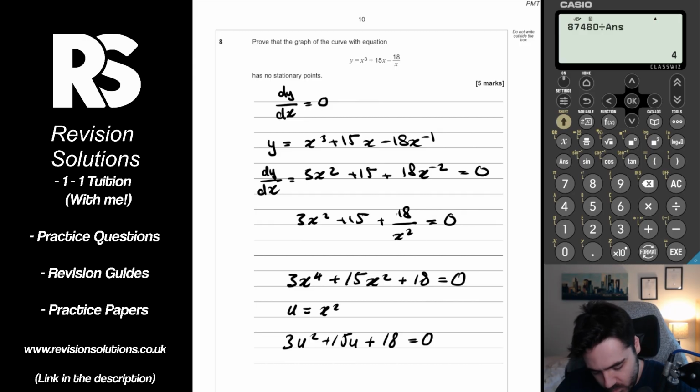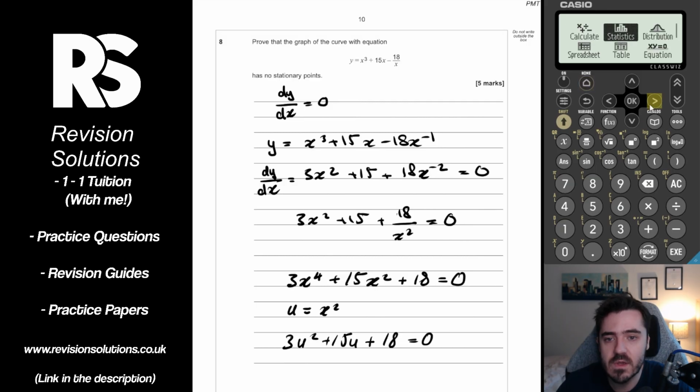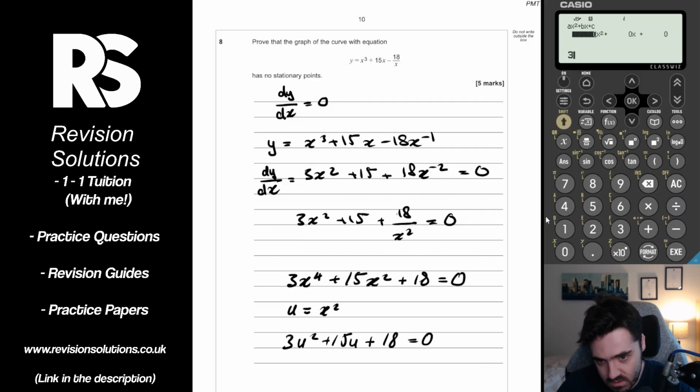And then, well, there's a chance there might actually be solutions for u, but then there's no solutions for x. So let's just use our quadratic solver to quickly check if there are any solutions. And if there aren't, we'll show why. So if we use the quadratic solver, we go to equation, polynomial, quadratic. So our little quadratic in disguise has coefficients of 3, 15, and 18.